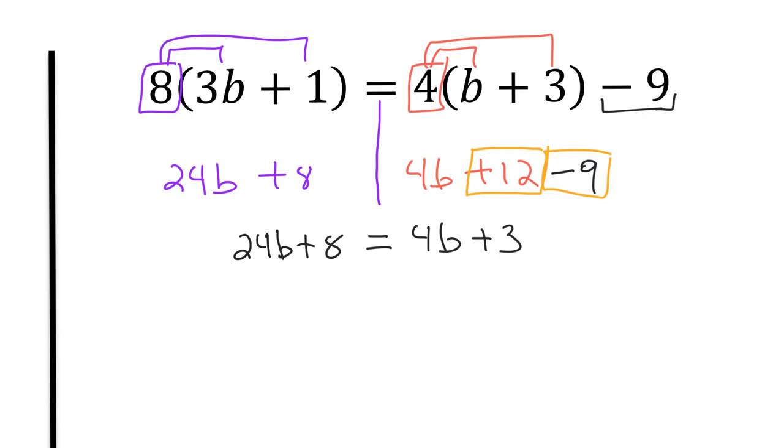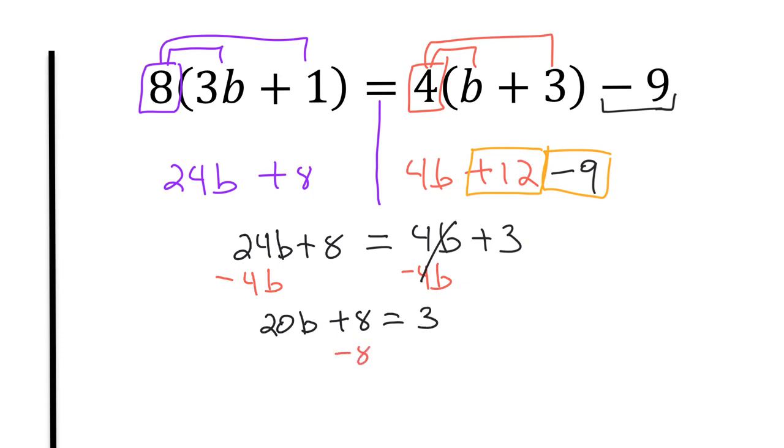Now I'm going to solve for b. So the lowest b is the 4. I'm going to do the opposite, subtract 4 from both sides. So that's going to be 20b plus 8 equals, this cancels, 3.